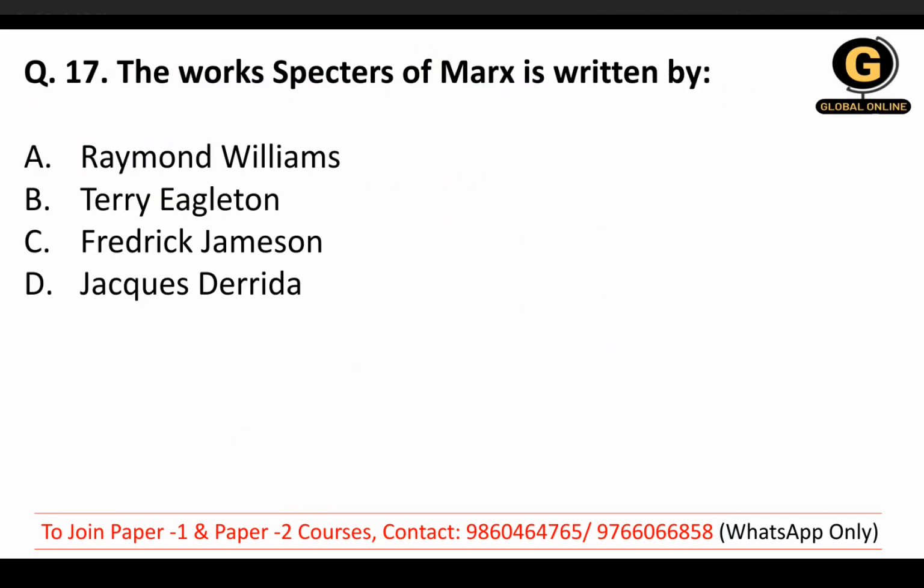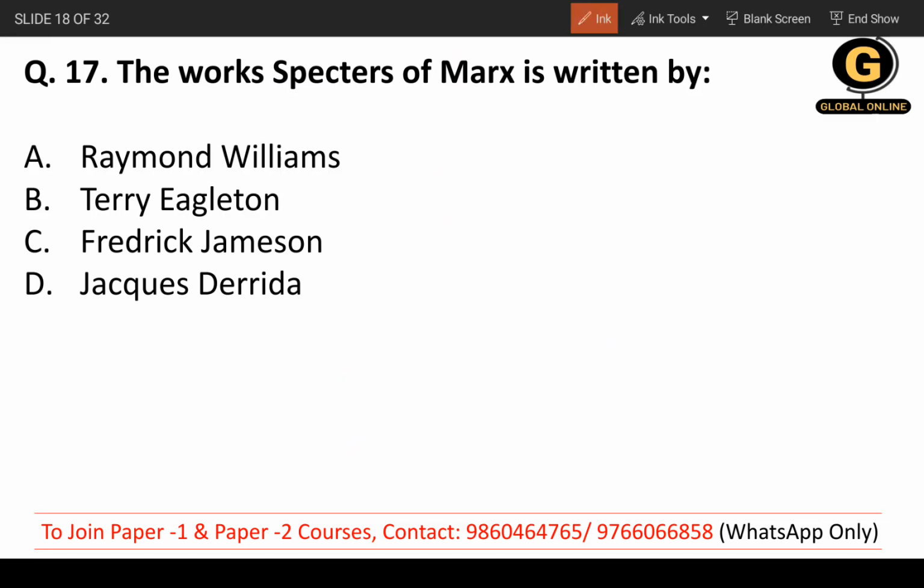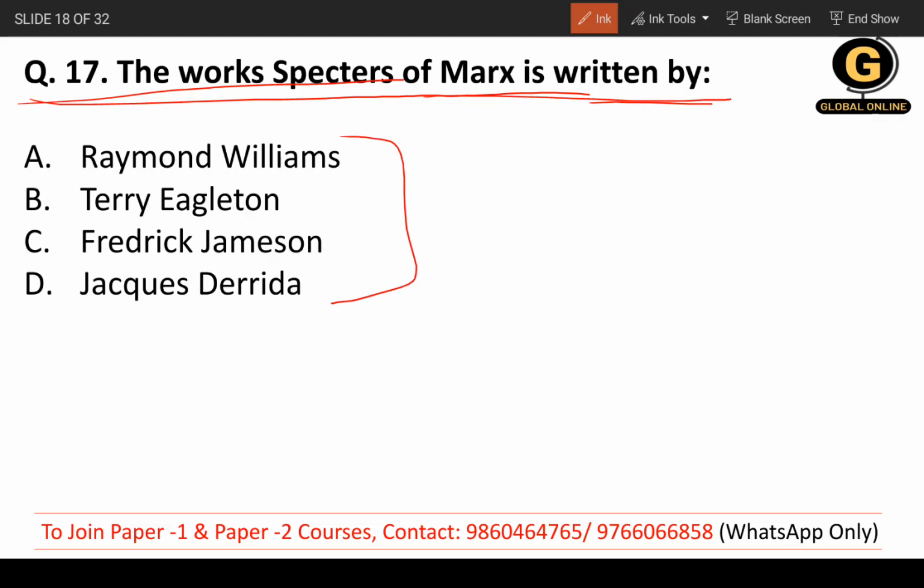Okay, moving on to the next one. The work Spectres of Marx is written by. These are the options: Raymond Williams, Terry Eagleton, Frederick Jameson, Jacques Derrida. But it's a very straightforward answer. Spectres of Marx was written by, of course, Jacques Derrida. So the correct answer will be the fourth one. Moving on.